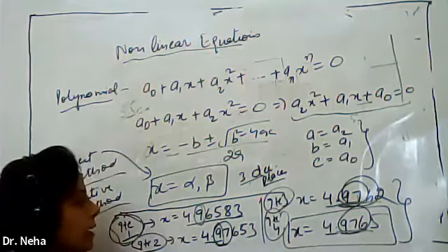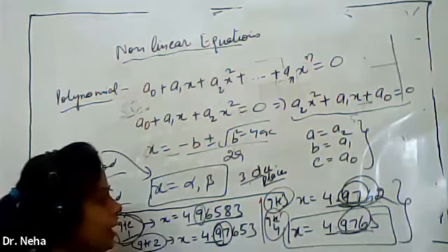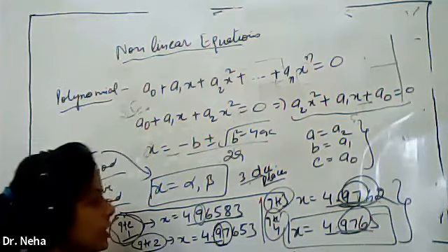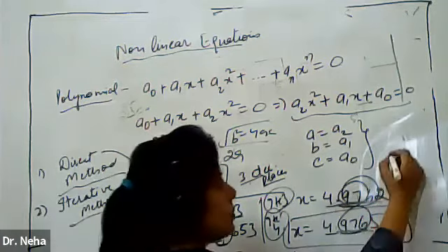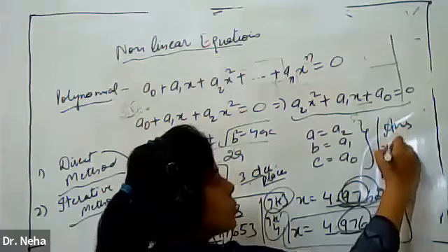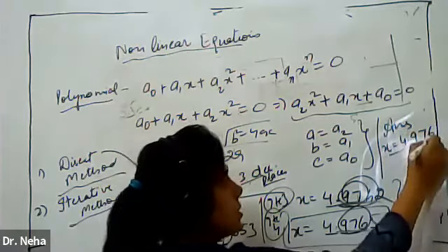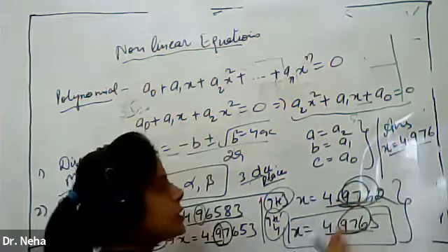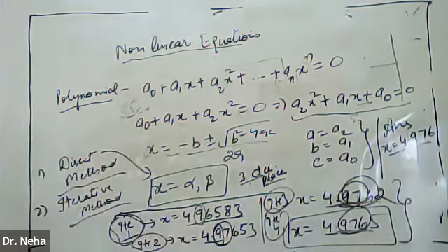And how will we write down our final answer? 4.976. Only the digits which are repeating itself. I think it is not visible. Let me write it down over here. How will we write down our answer? X is equal to 4.976. Digits which are repeating itself. Non-repeated digits will not be written over there. Okay, now we will see in the example how to solve these types of equations.